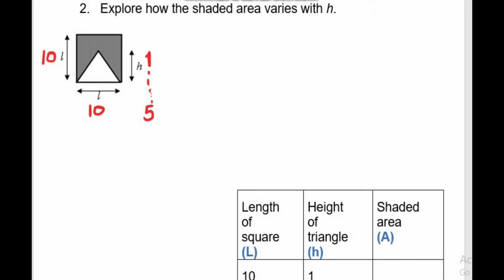But before that, it says explore how the shaded area varies with height. So the two quantities or the two variables that we have are the shaded area and the height. Clearly we have already decided that we will give height the values from 1 till 5. But first let's find out the shaded area.